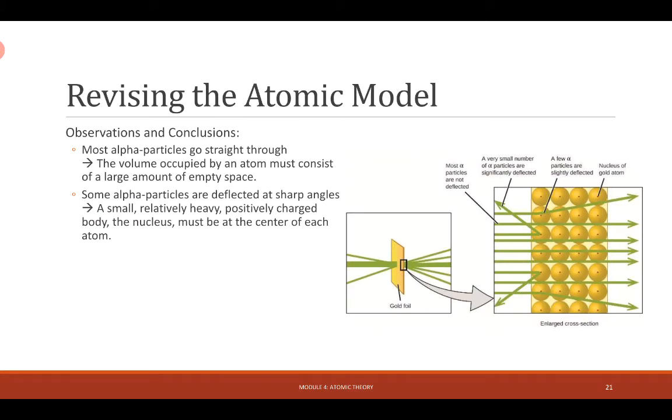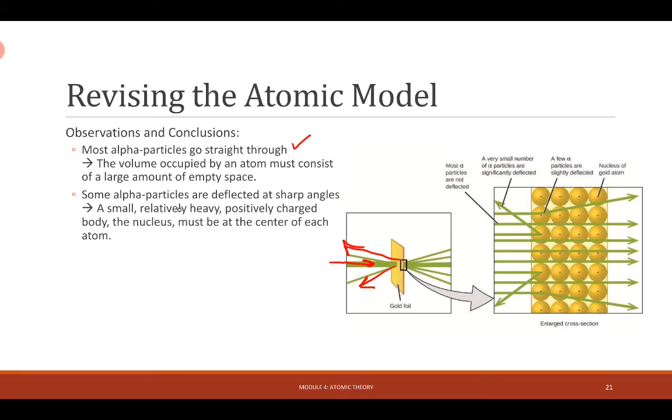But that wasn't what he observed. Instead, he observed that, yes, most particles did go straight through, and so that part he did observe. But what confused him for a while was that some alpha particles were deflected at very sharp angles. Some bounced almost straight backwards, and others were bent very severely. Even though they were all going in here, some came pretty much straight backwards. And so he was like, what the heck?